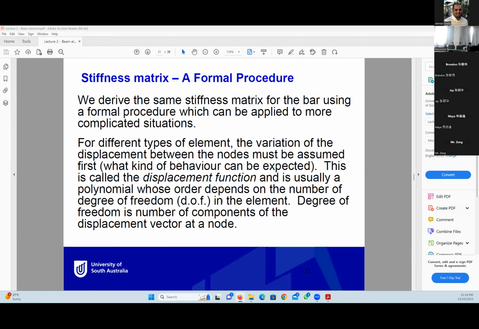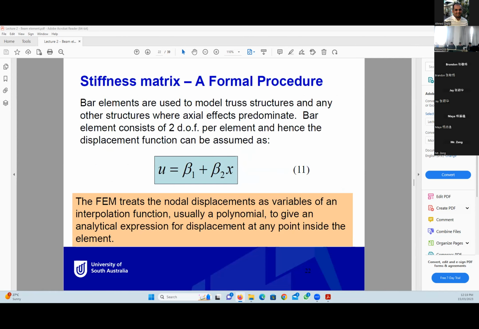So depending on the type of element and the behavior of the element, we assume or expect the degrees of freedom. Degree of freedom means the number of components of the displacement vector at each node. And this is variable depending on the element type. Okay. So now we start the formal procedural method for a bar element.